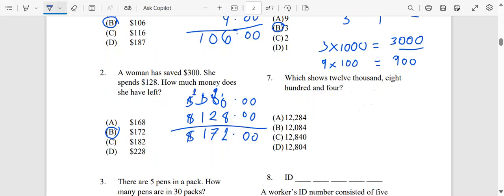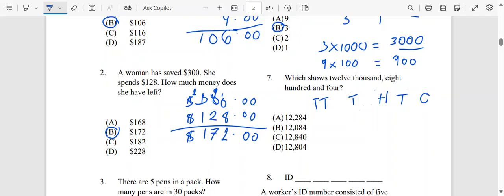It says, which shows 12,804. This is also a place value question. So let's put our place value chart, right? 1, 10, 100, 1,000, 10,000. So I put two T's for 10,000.